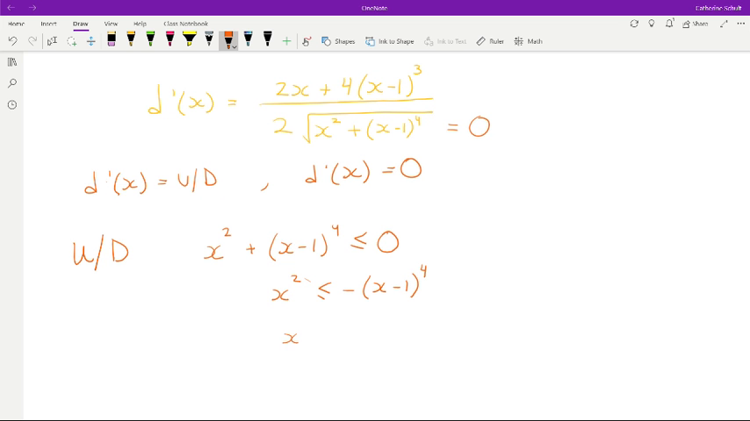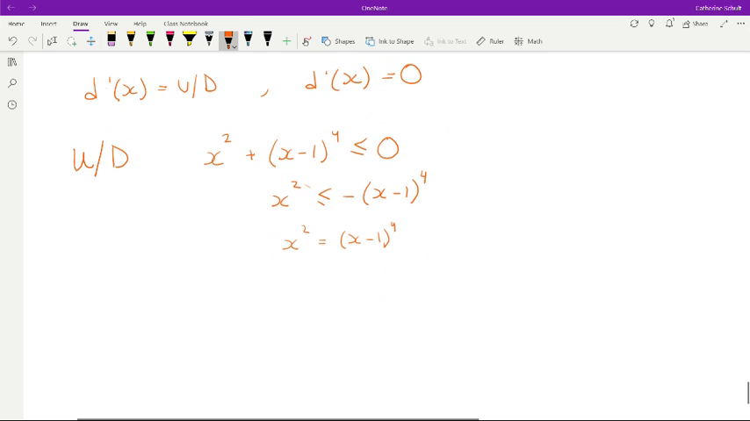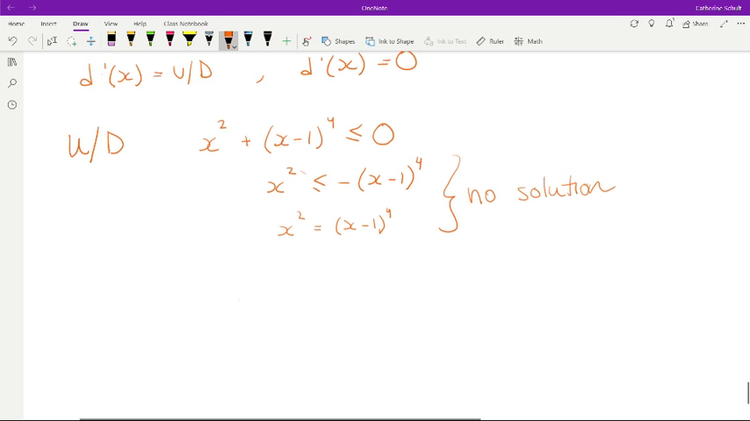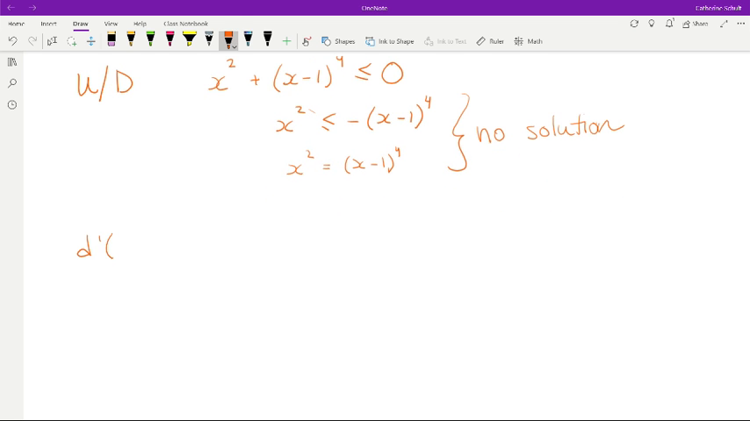And then how about if it was just equal to 0? So x squared equal to the negative of (x minus 1) to the 4th. That's what would happen if it was equal to 0. Well, it could only happen if they're both equal to 0, and that can't happen, right? If one is 0, the other one is not 0 as well. So this is no solution, okay? So we're going to rely on d prime of x equal to 0.